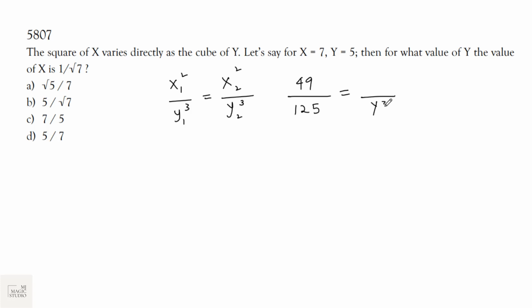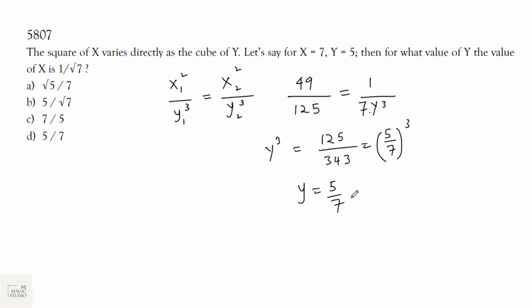What would be the value of y when x is 1 by root 7? So x square would be 1 by 7. So y cube equals 125 by 49 into 7, which is 343. That is 5 by 7 whole cube. So value of y would be 5 by 7. You just put in and find the answer. Option D is the pick, 5 by 7.